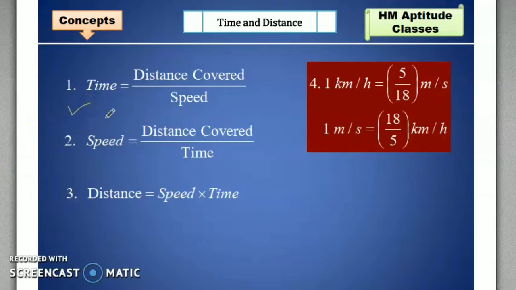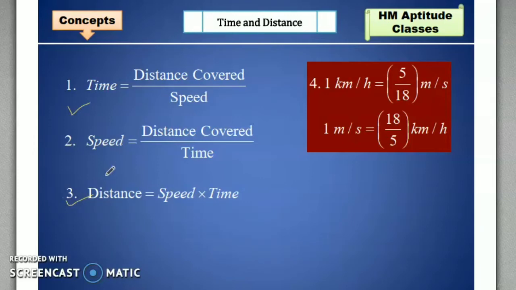So time is equal to distance covered divided by speed, so total distance divided by the speed of travel provides you the time taken to cover the distance. And the speed can be defined as the total distance traveled divided by the time taken to travel the distance. The unit for time will be second, and the unit for distance will be meter, otherwise it can be kilometer or hour. And distance is equal to speed into time.